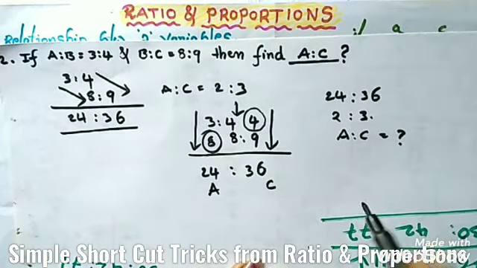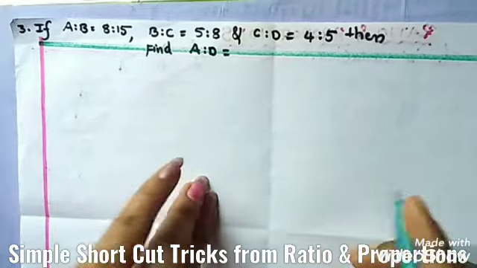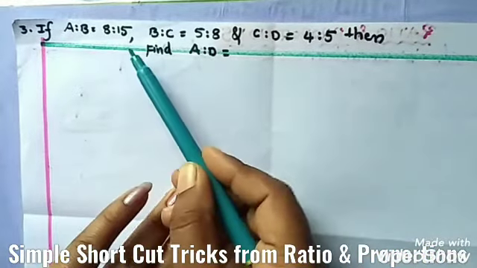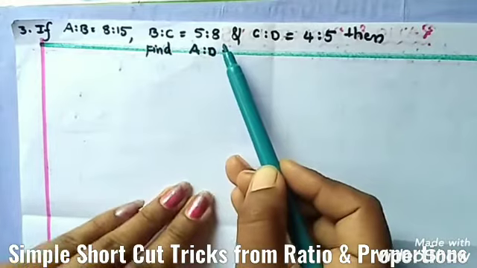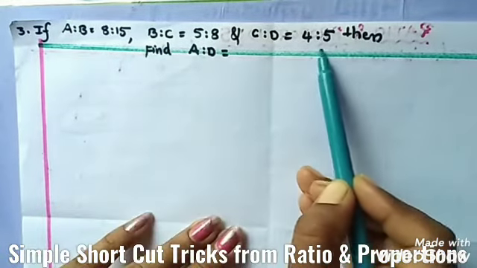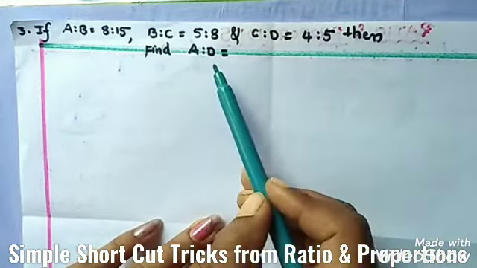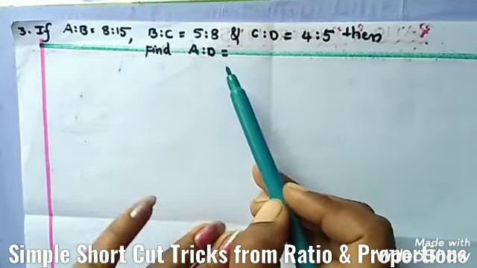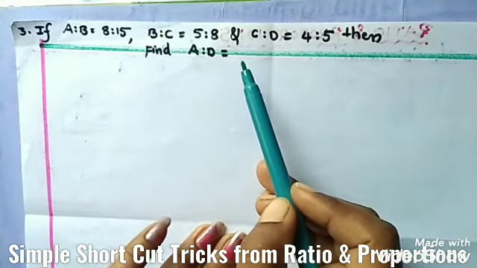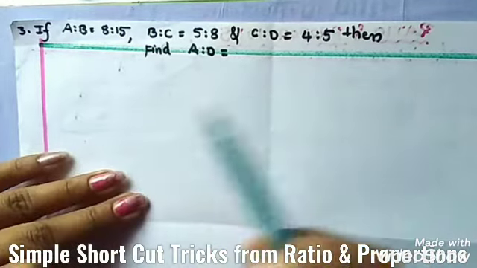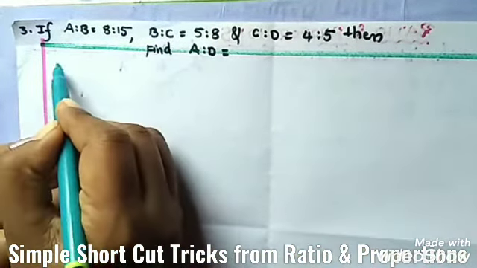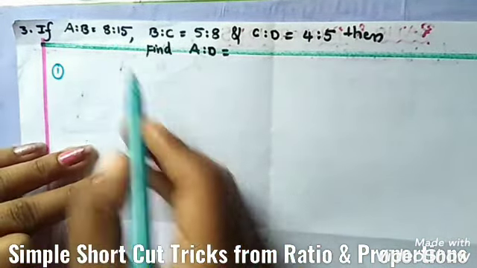Right. Let us see the third example. If A is to B is equal to 8 is to 15, B is to C is equal to 5 is to 8, C is to D is equal to 4 is to 5, then find A is to D. Here 3 ratios they have given. Now coming to rule number 1. How can we do this?